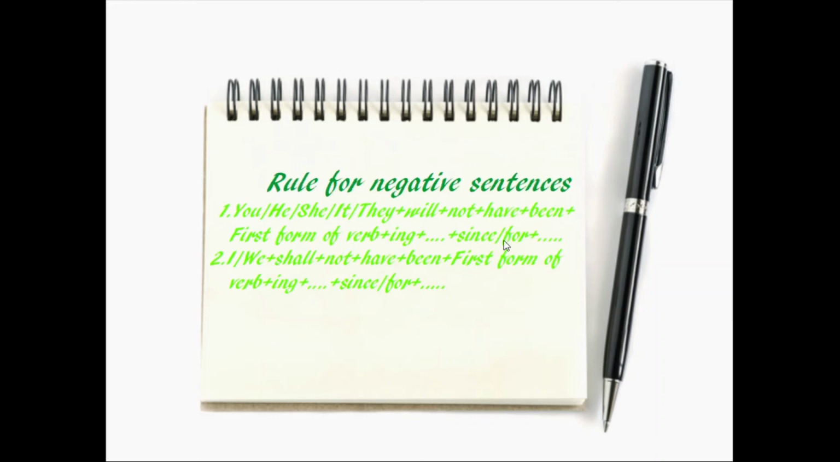Now here are the rules for negative sentences. First is: you or he or she or it or they plus will not plus have plus been plus first form of verb plus ing plus the rest plus since or for plus the rest.